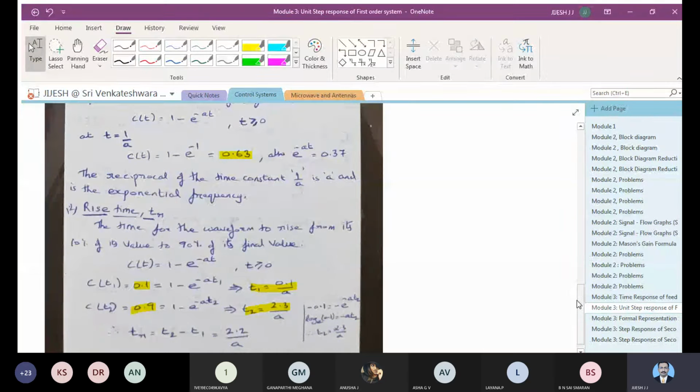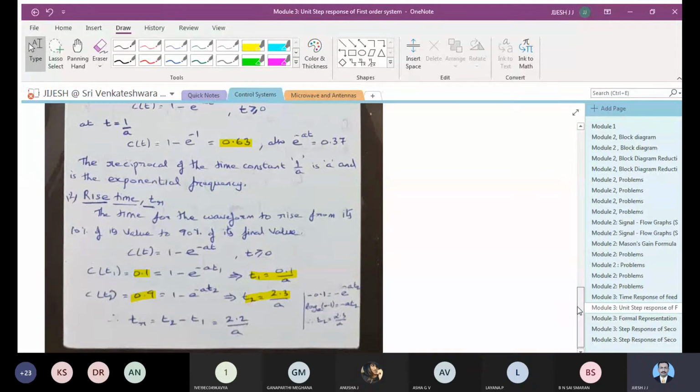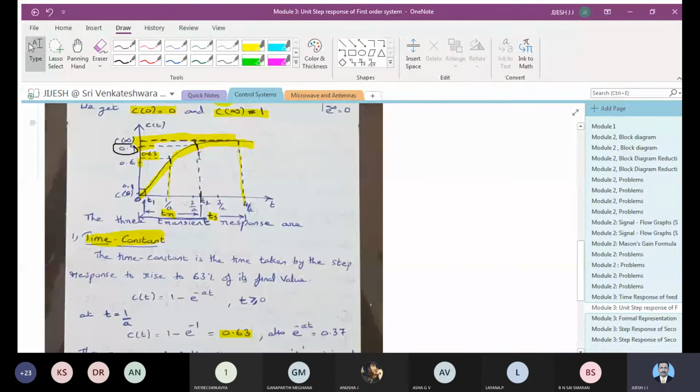In the figure also it is very much clear for you: the rise time is from 10% to 90%. The other one, the time constant, is till 63%. Time constant is till 0.63 or 63%, and the rise time is from 10 to 90%.